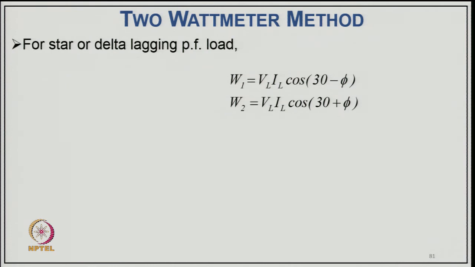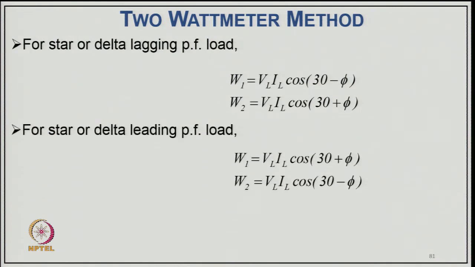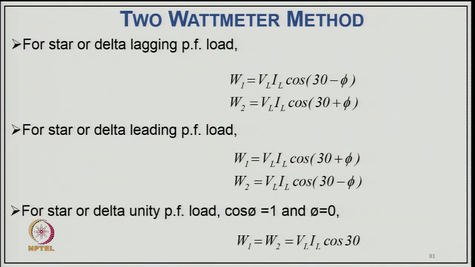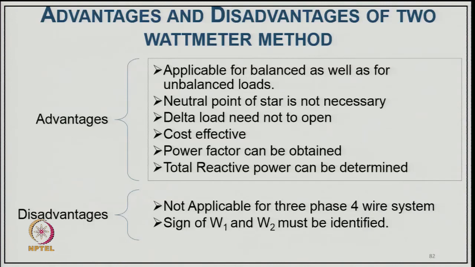For star or delta connected lagging power factor load, we can say W1 is VL IL cos 30 minus phi, and W2 is VL IL cos 30 plus phi. And for star or delta connected leading power factor load, W1 is VL IL cos 30 plus phi, and W2 will be VL IL cos 30 minus phi. Now for star or delta unity power factor load, cos phi will be 1 and phi equal to 0. So W1 equal to W2 equal to VL IL into cos 30.